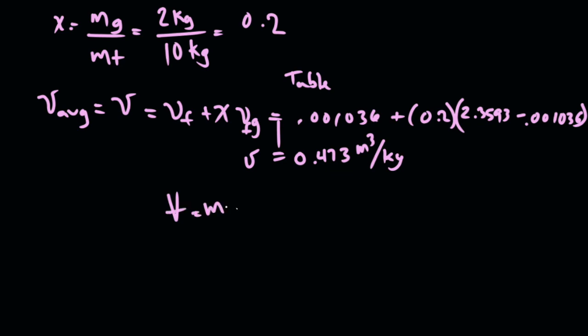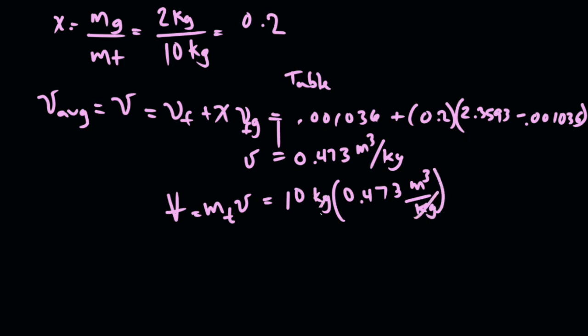we multiply by the total mass times v, which we know the total mass of the tank was 10 kilograms. And then we multiply that by 0.473 meters cubed per kilogram. And so we end up getting the same answer, which is 4.73 meters cubed is our total volume. So that was the other way of doing it, using quality of the vapor.